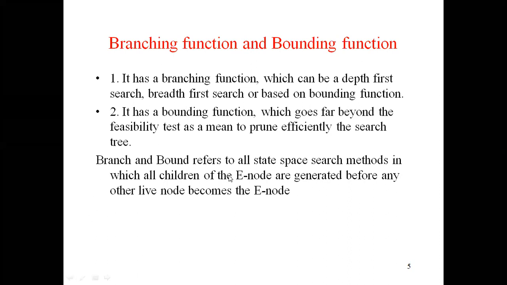Branch and bound refers to all state space search methods in which all children of the E node are generated before any other live node becomes the E node. All children of the E node are generated before any other live node becomes the E node.